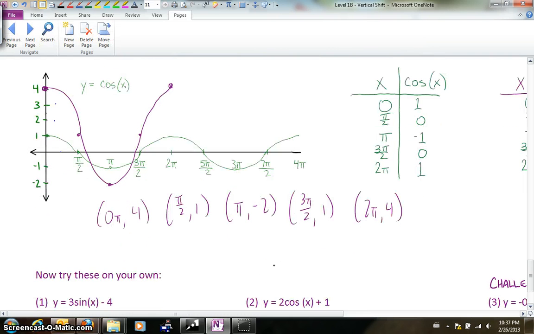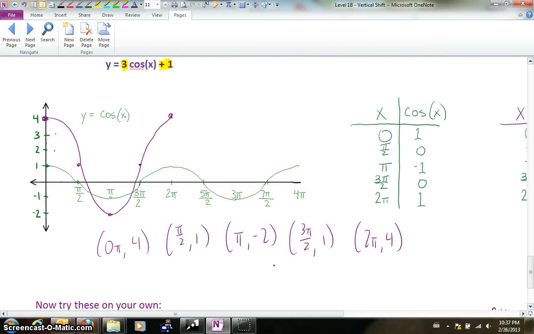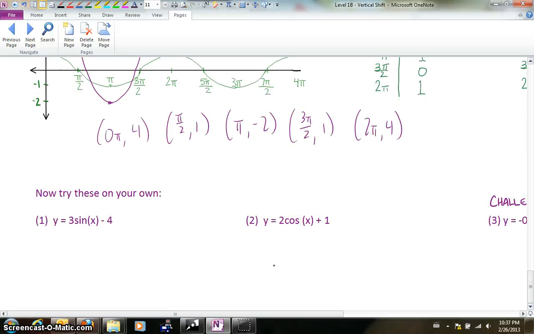So that's how you graph a function that has both a vertical shift and a change in amplitude. Now try these examples on your own, and there's another video that will go along with them.